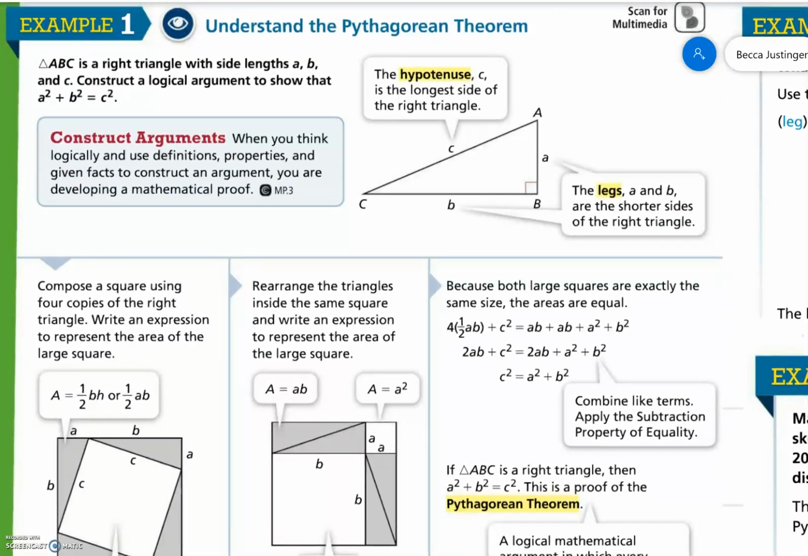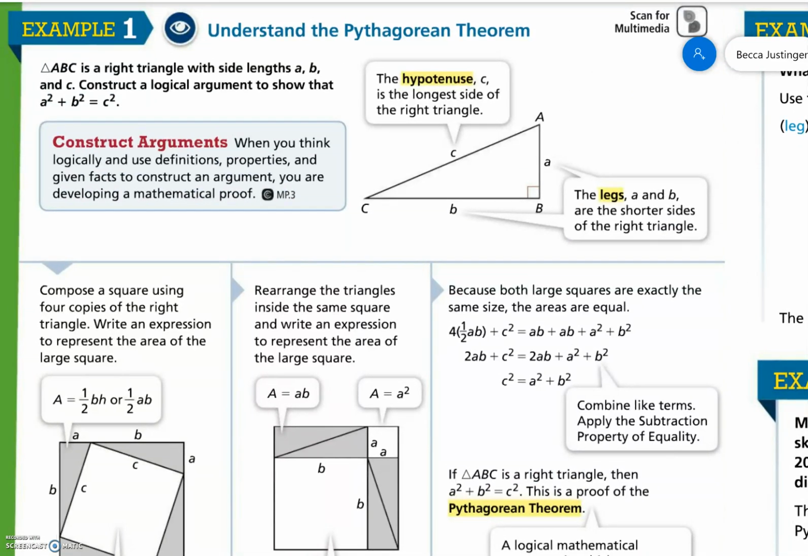Example number 1. Understand the Pythagorean theorem. Triangle ABC is a right triangle with lengths A, B, and C. When you think logically and use definitions, properties, and given facts to construct an argument, you are developing a mathematical proof. The hypotenuse, C, is the longest side of the right triangle. So that one is always C, the one across from the right angle. Then these are A and B. It doesn't matter which one. This could have been A and this could have been B, just as long as C is the hypotenuse.